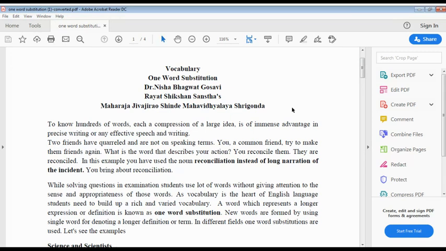One word substitution means a word which represents a longer expression or definition. These are new words which are formed by using a single word for denoting a longer definition or term. In different fields, one word substitutions are used. Now let's see the examples. In short, these are the shorter words used instead of a long narration of an incident. So that's why it is important to learn one word substitutions.